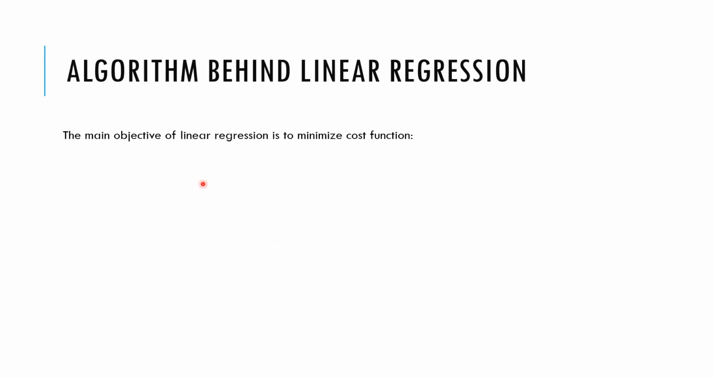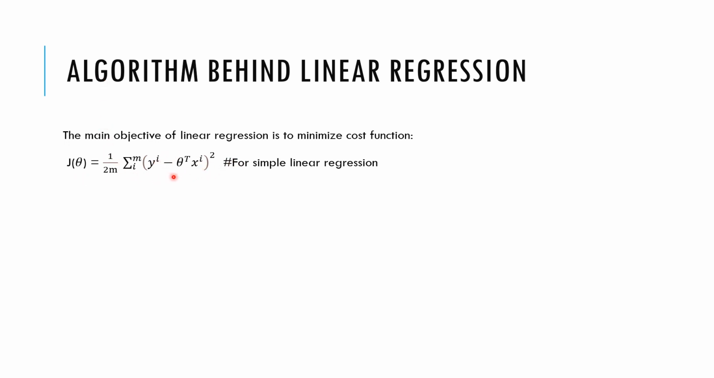Now we'll look at the algorithm behind linear regression. The main objective of linear regression is to minimize the cost function, right? That's what we saw in the root mean square error. Now, how the cost function is defined, this is J theta. It's a little different from how we've defined it earlier, but I'll explain.